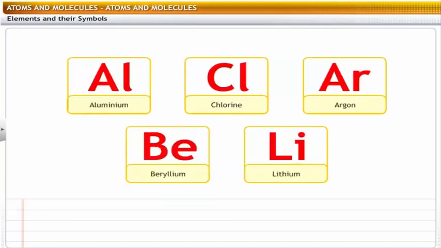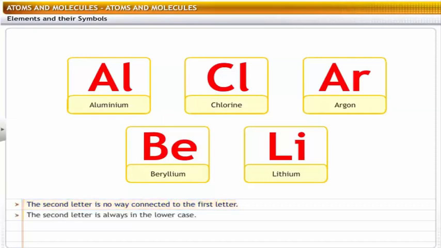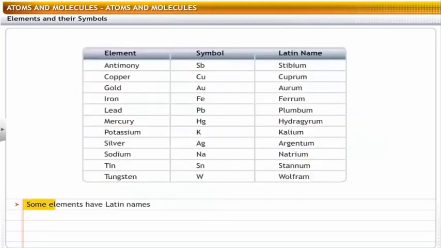All the elements do not follow the same convention. Symbols of some elements were the first 2 alphabets, but the second alphabet is in the lower case. For example, aluminium is represented as Al, chlorine as Cl, argon is written as Ar, beryllium as Be, and lithium as Li. An element is represented by either the first or the first and any other letter of its Latin name.